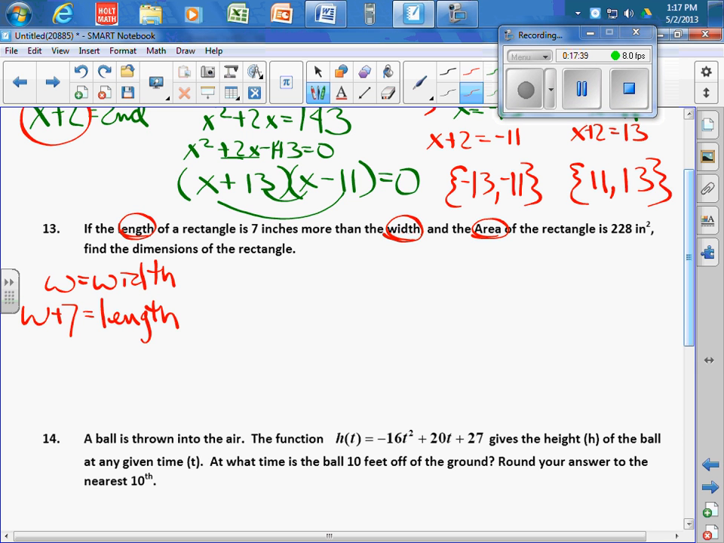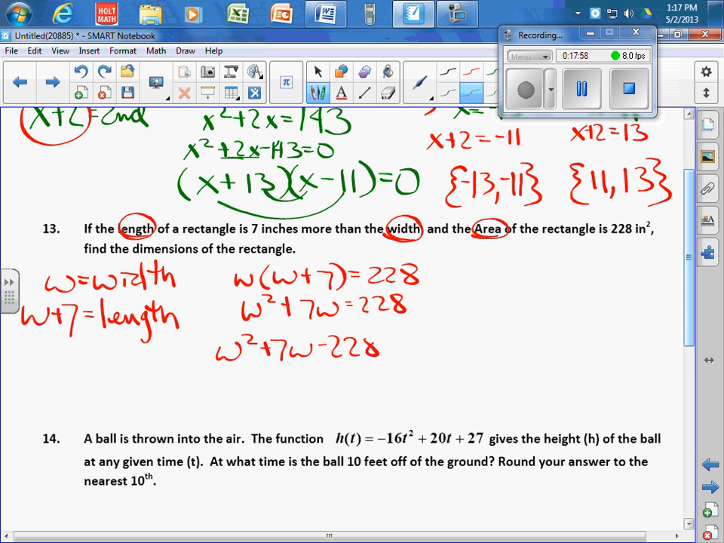Area, not perimeter. Area, multiply. W times W plus 7 is equal to 228. W squared plus 7W equals 228. Get 0 on one side. Factoring this, what do you come up with? What are you getting? Plus 19 and minus 12.